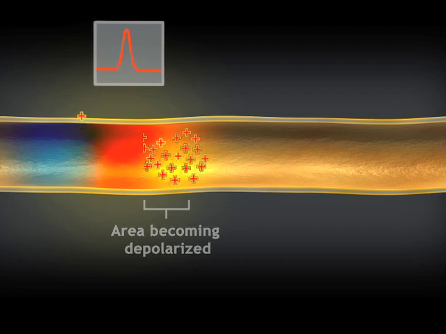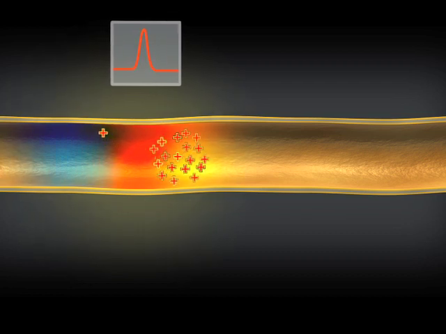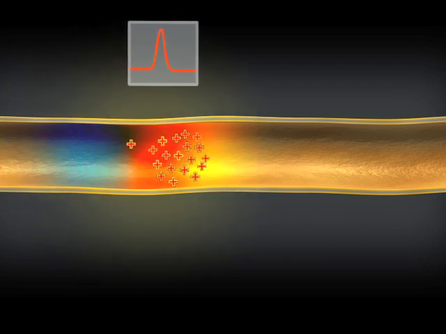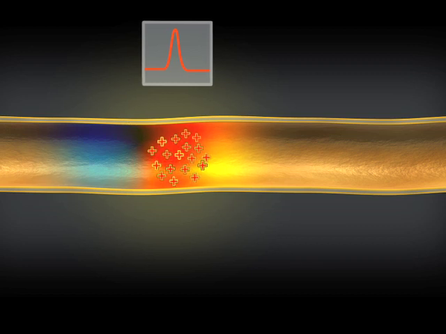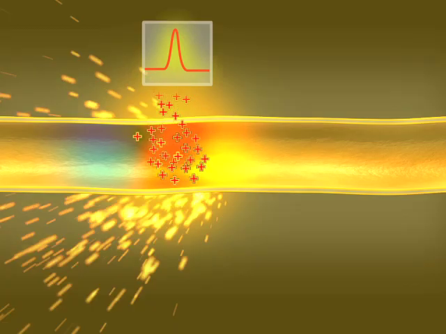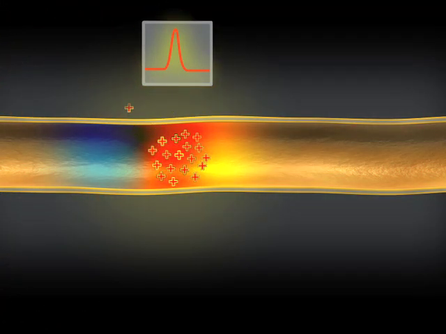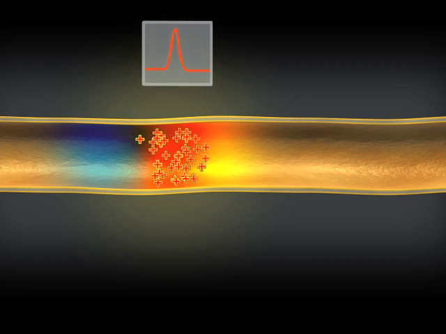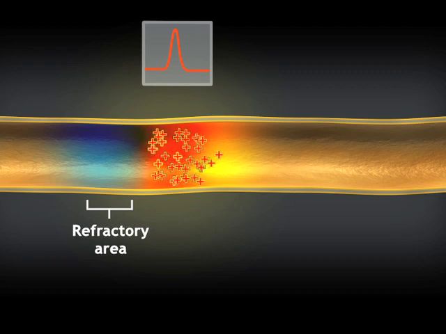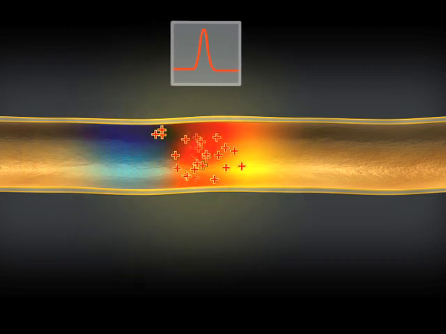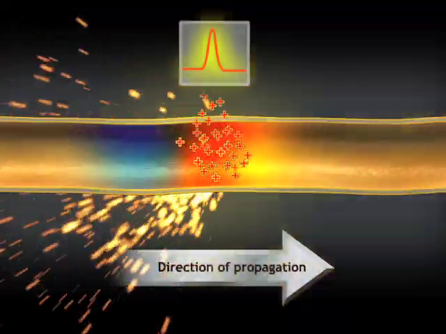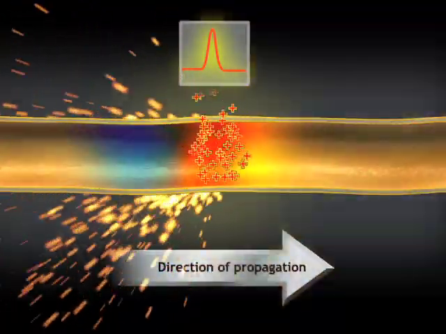A millisecond later, the positive charge associated with the first action potential has spread to an adjacent region of the axon. This area reaches its threshold, and this segment of axon fires an action potential. The area of axon that fired an action potential a millisecond ago cannot become depolarized now. It is refractory because its sodium channels are inactivated. In this way, the action potential propagates in only one direction, like a fuse.